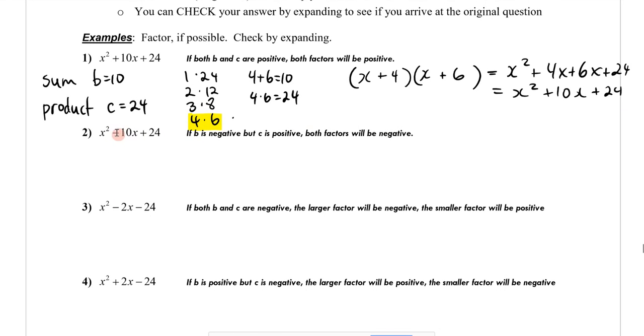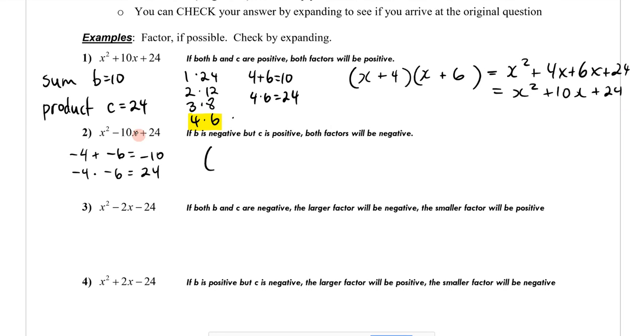Now, what if b was negative 10? So if b is negative but c is positive, both factors in this case will be negative. Okay. So two negative numbers, when I multiply them, give me a positive 24. When I add two negative numbers, I'll get a negative 10. So what would those two numbers be? Well, it turns out to be just 4 and 6 again, except I'm just going to make them negative. So negative 4 plus negative 6 is negative 10. Negative 4 times negative 6 is positive 24.